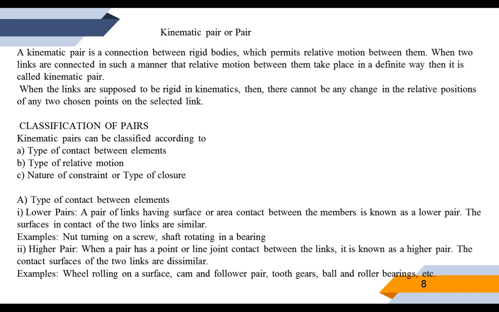The next type of contact between elements is the higher pair. When the pair has a point or line contact between the links, it is known as a higher pair. This means in a higher pair there is line or point contact, not surface contact, and the contact surfaces of the two links are dissimilar. So in lower pairs the contact surfaces are similar, but in a higher pair the contact surfaces of the two links are dissimilar. An example of a higher pair is a wheel rolling on a surface.